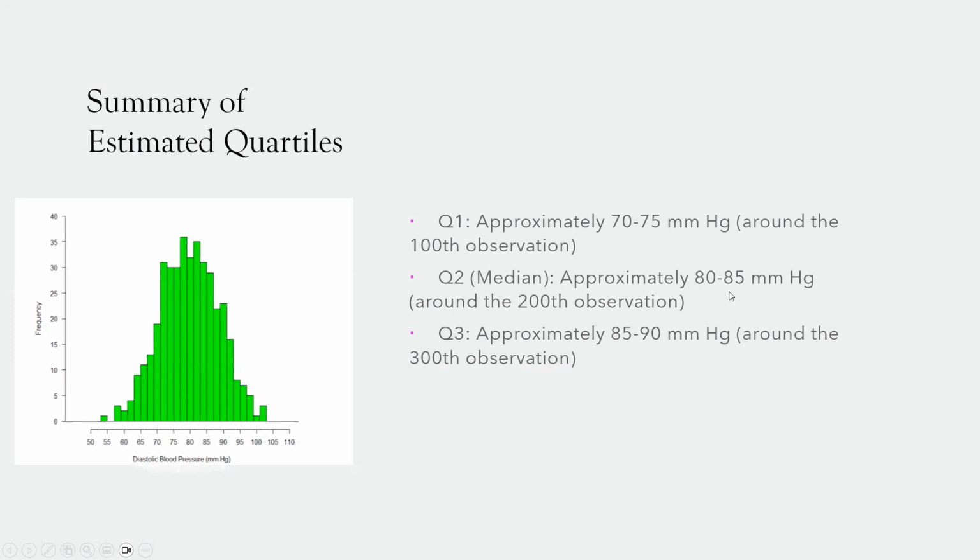Then Q2, if they ask you about Q2, it will be lying somewhere between 80 to 85. They can ask you about 82, 83, whatever. And Q3, it is approximately between 85 to 90, anywhere between that. So they can ask you about 86 or 87. So you should be prepared for that as well.